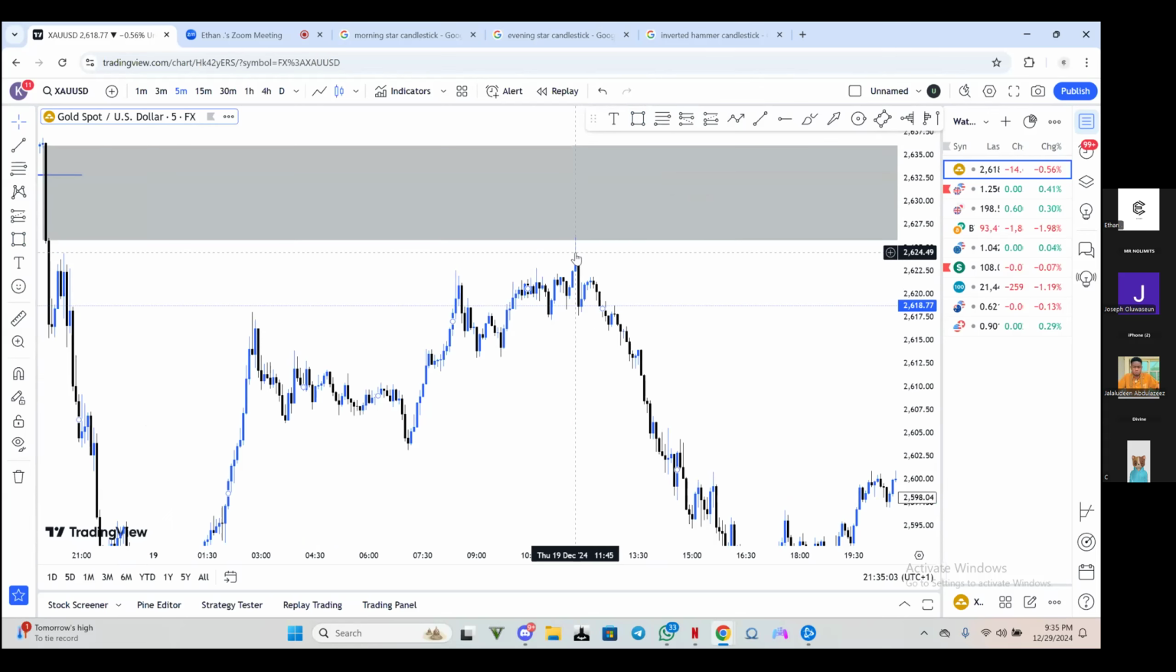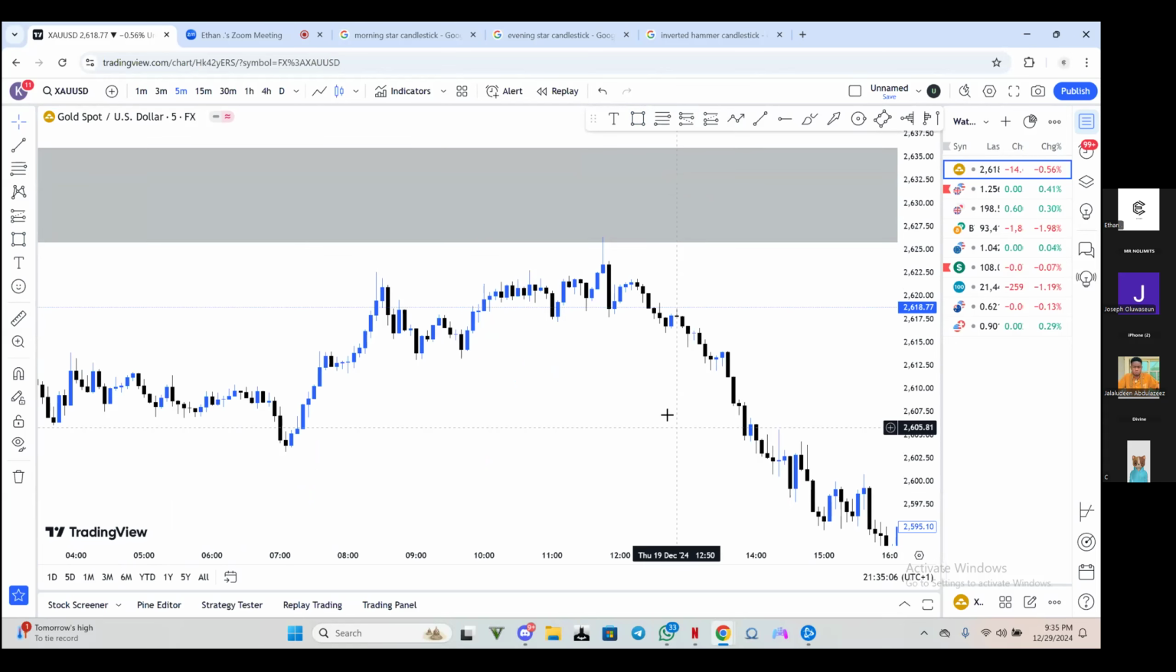You need to make sure the evening star is complete. You can see this blue candle gave you this inverted hammer to sweep this high, then gave this black candle telling you sellers are now in the market.